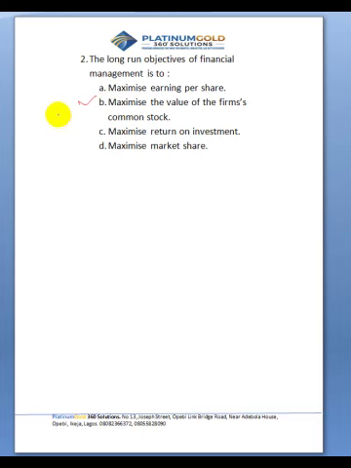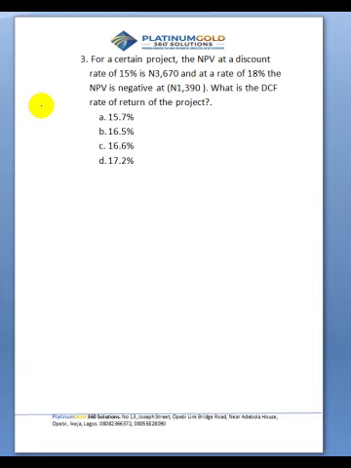Okay, here. For a certain project, the NPV at a discount rate of 15% is 3,607, and at the higher rate, the net PV is negative. What is the DCF rate of return of the project? This is IRR being tested here now. Okay, this is IRR being tested. Good, this is a good one.